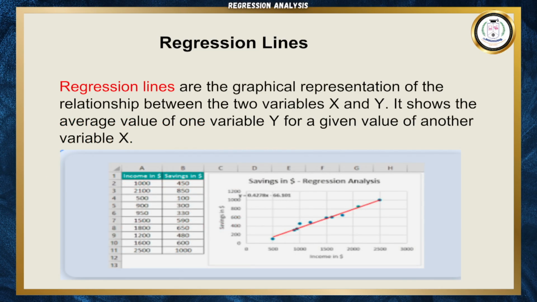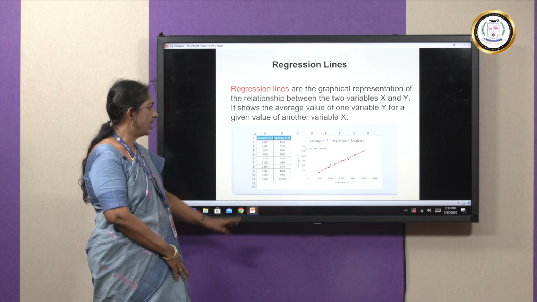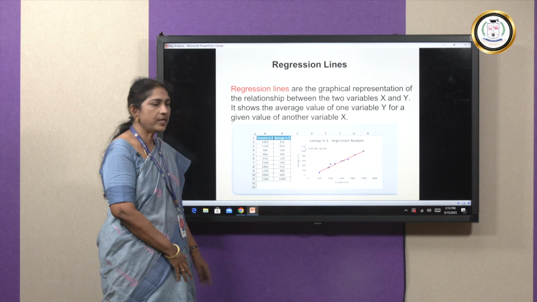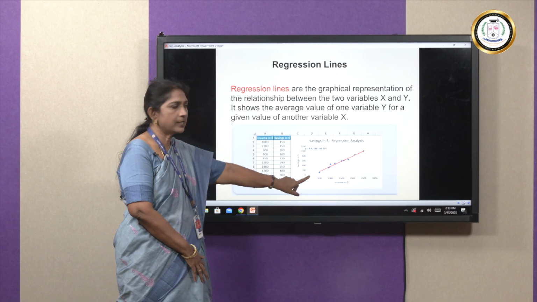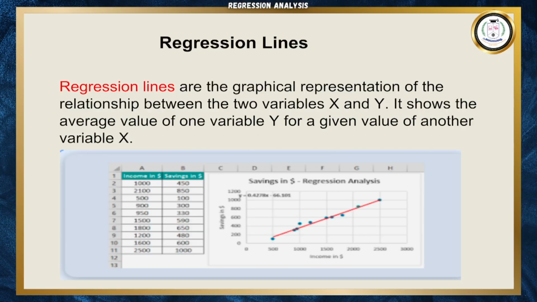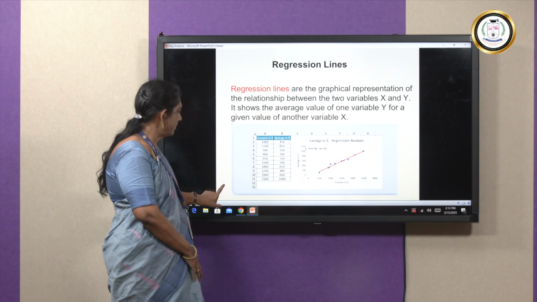Now, the regression lines. What are regression lines? These are the graphical representation of the relationship between the two variables. For example, I've given you the relationship between income and savings. So this is plotted against a graph x and y, and we have taken the x-axis to be the income and the savings as the y-axis, and we have plotted a line. This line is called the regression line.